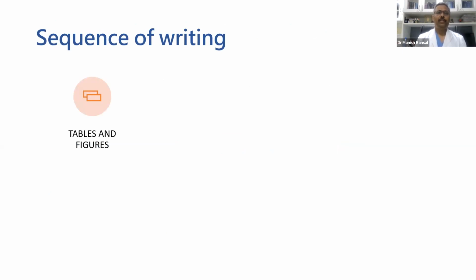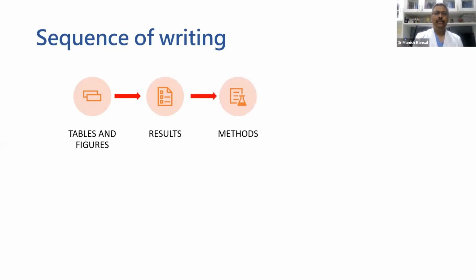Then when we are writing a manuscript, particularly an original article, what we should do is, first we should prepare tables and figures. Because this is easiest. We have our data, we know what we want to present. So the easiest approach is to prepare tables and figures. Once this is done, then start writing results. Once results are written, then we need to write methods. In methods, we have to describe how we have obtained these results. I'll come to that in the next slide.